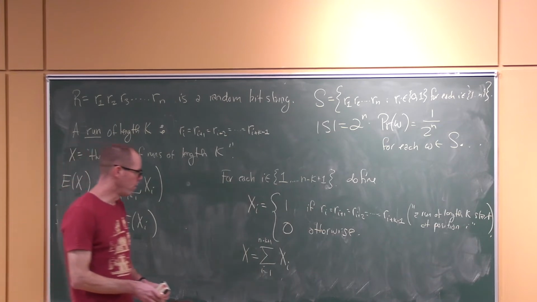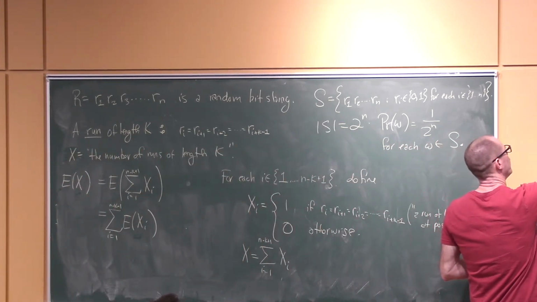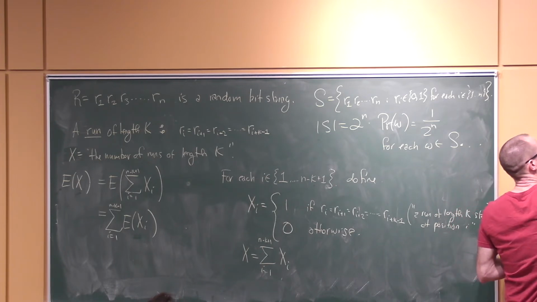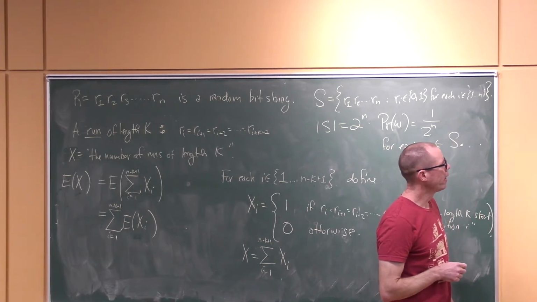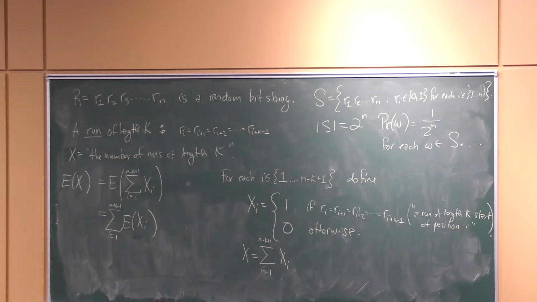Okay. So what does it mean that xi is equal to 1? Well, that means either that Ri is 0, and then we have k minus 1 more zeros coming right after it, so Ri+1, Ri+2, and so on. Or Ri is equal to 1, and then we have k minus 1 ones coming after it.